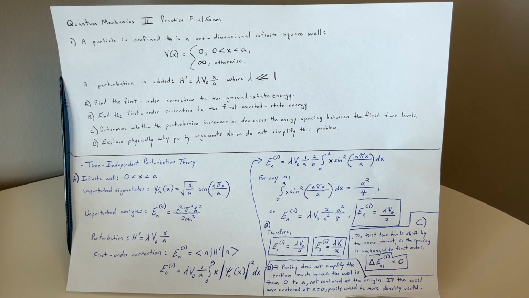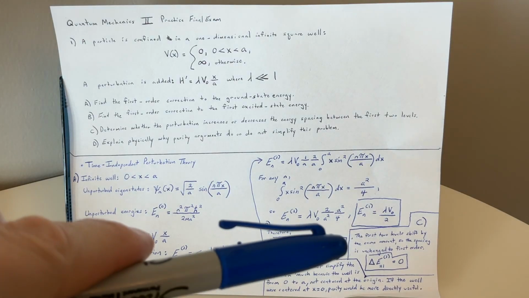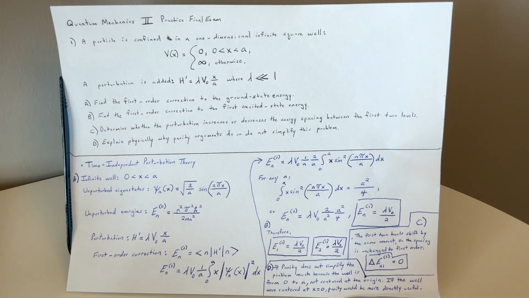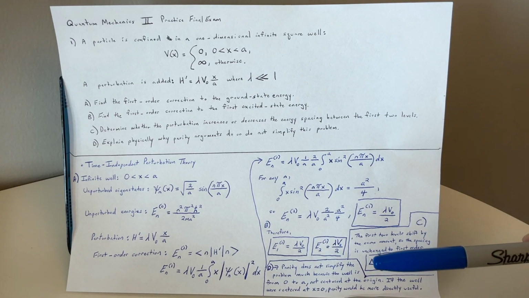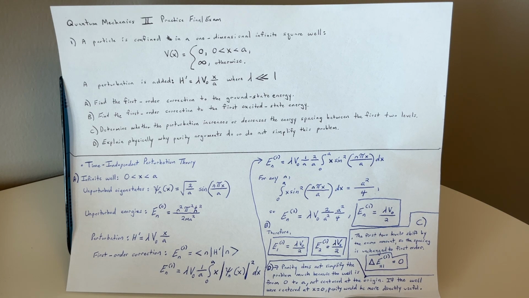Letter C: determine whether the perturbation increases or decreases the energy spacing between the first two levels. Okay, so letter C is here. The first two levels shift by the same amount, so the spacing is unchanged to first order. So the spacing is unchanged for that delta E sub 2,1 superscript 1, which equals 0. We're good with that. That's letter C.